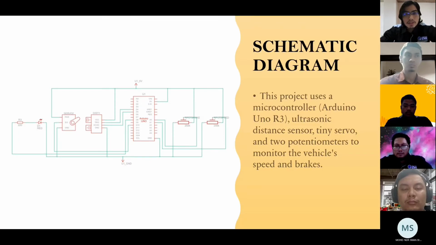Now we look at the schematic diagram. This project uses a microcontroller Arduino Uno R3, an ultrasonic distance sensor, a tiny servo, and 2 potentiometers to monitor the vehicle's speed and brakes.